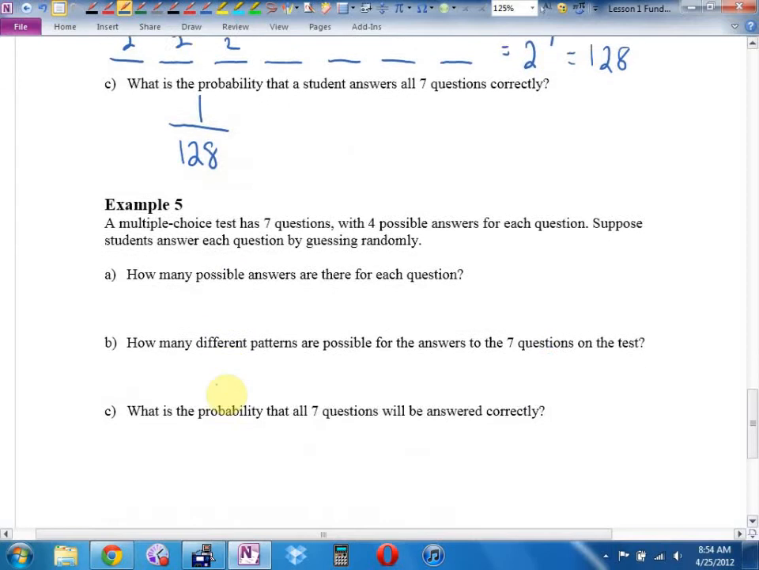A multiple choice test has 7 questions with 4 possible answers for each question. How many possible answers are there for each question? 4. We have 1, 2, 3, 4, 5, 6, 7. Ryan, how many choices do I have for the first question? For the second question? Can you spot a shortcut? What's an easier way to do this? What to the what?